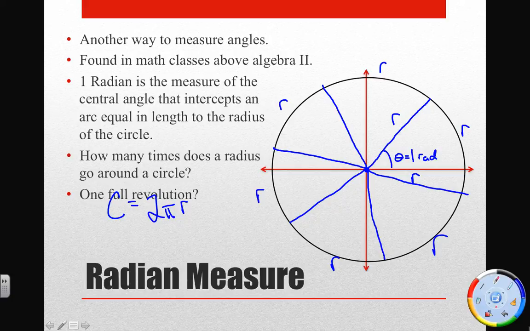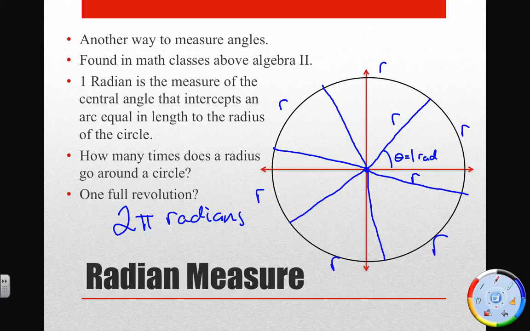Because one full revolution, let me get rid of some of this stuff here. One full revolution in radian measures is 2 pi radians. Now, some of you are asking, well, why is that useful? Because now we can compare radians to degrees. If one full revolution for radians is 2 pi and one full revolution for degrees is 360, we can make a comparison.